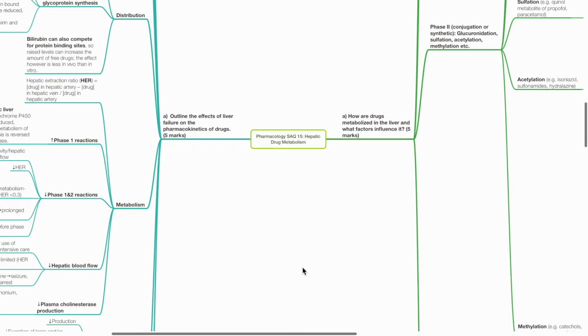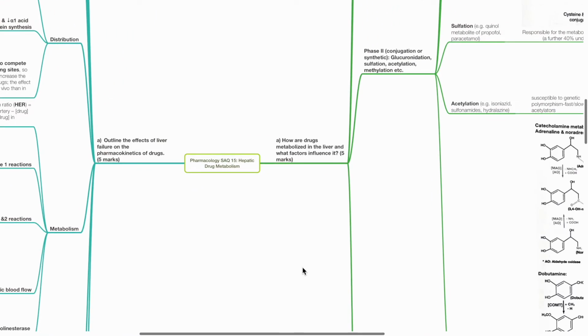Pharmacology SAQ 15: Hepatic Drug Metabolism. A. How are drugs metabolized in the liver and what factors influence it? 5 marks.